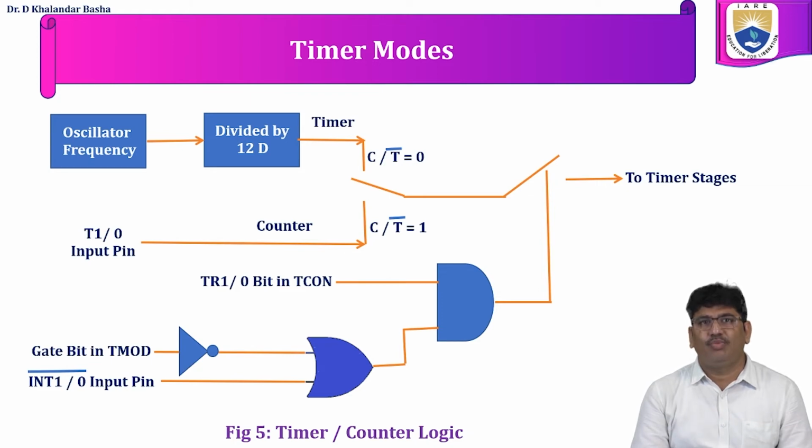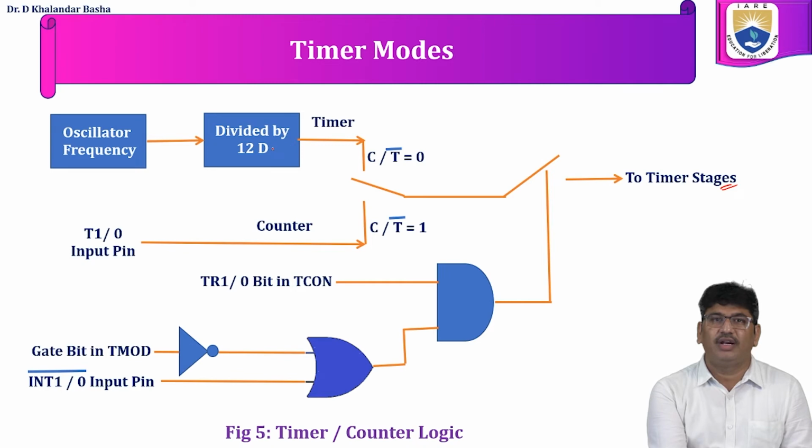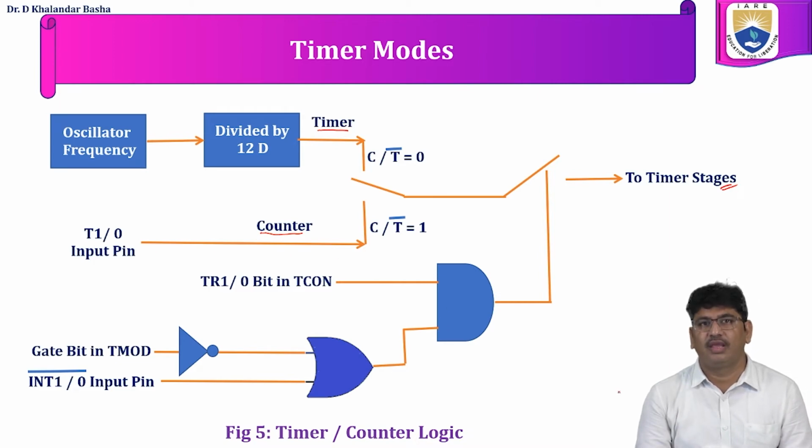Before going to the timer modes, the clock pulses which are required for the timers are provided by this timer counter logic. The oscillator frequency will be divided by 12 to match the machine cycle, and this will be sent if you configure the timer for timing purposes. If you are configuring it as a counter, then the T1 or T0 input will pass the signals.